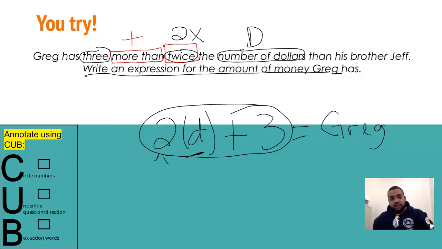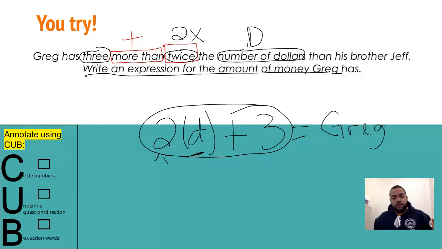Once you figure out the operation that you need to use in your expression, what 2 numbers do you need to do that? For example, I needed to find out what twice the amount Jeff had in order to add 3 on top of that. But before I can do that, I need to figure out how much money Jeff has so I can multiply it times 2. So you need to use your action words to tell you what operations need to be in your expressions. I know I need to have an addition and a multiplication in my expression. I represent that here: 2 times D plus 3.